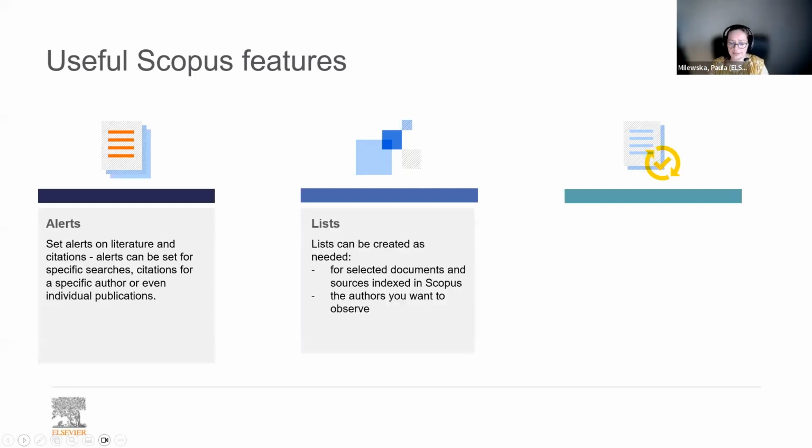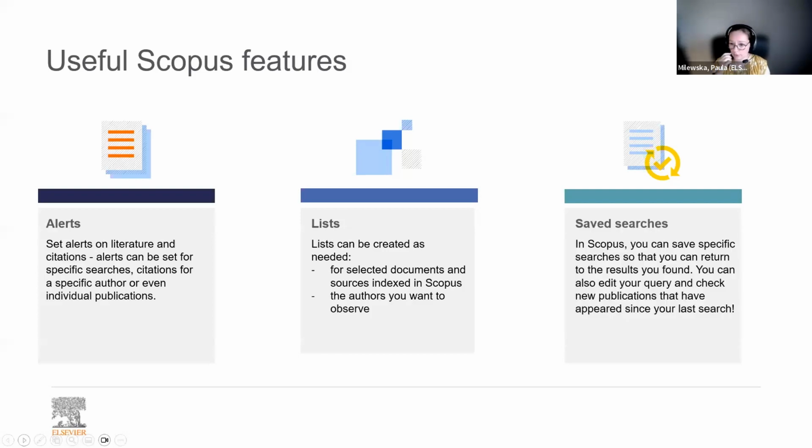You can also create lists for documents and sources. It can be, for example, a list containing all journals connected with your discipline, or the top 10% of journals within one subject area. It's always up to you. You can also create lists of authors, and we can see that people are using this feature, for example, to maintain a group of people working within one institute or one faculty. So this is also something you can do.